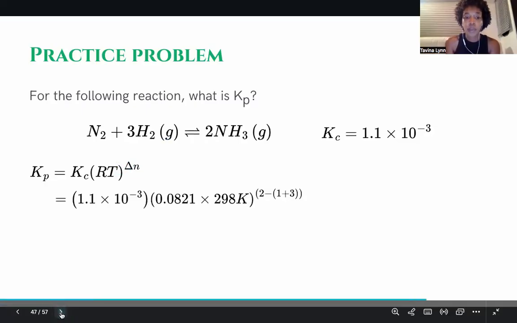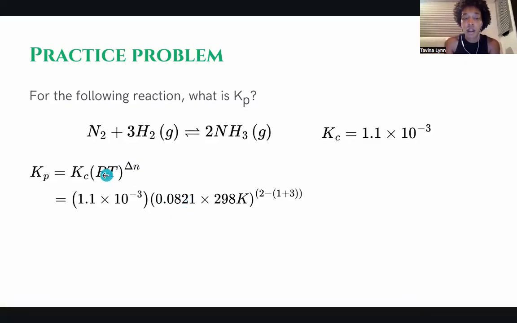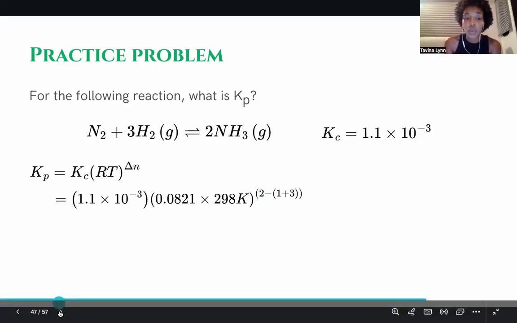So here is what we get. So we plugged in for K sub C. We have 0.0821 as our constant R. Room temperature is 298 Kelvin. And to find the change in our stoichiometric coefficients, we have 2 total in our products minus 1 for N2 plus 3 for H2. So it's 2 minus 1 plus 3 as our delta N. When we solve this, we get 1.83 times 10 to the minus 6 atmospheres to the negative second power.